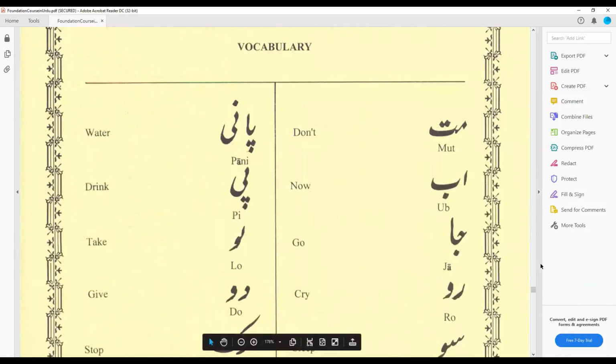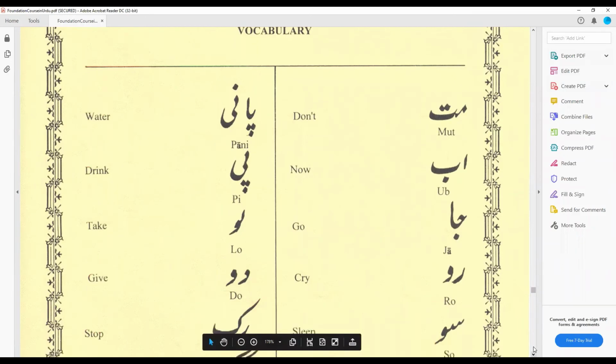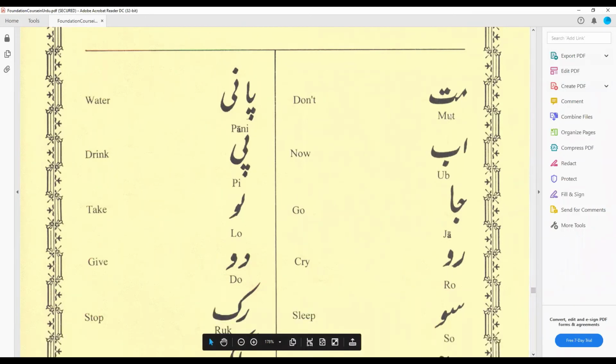Yes, there's some Urdu vocabulary. Anyone want to read? Me. Yes. Mut. This is mat. The Urdu word is mat. Mat means don't. Like हम कहते हैं ना मत करो. ये mat karo. मत करो. तो ये है मीमते मत. मत means don't. मत करो, don't do it.